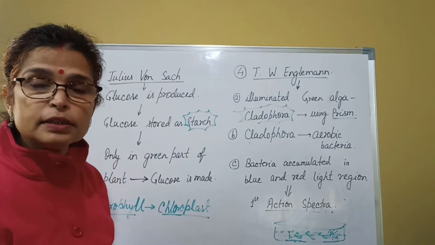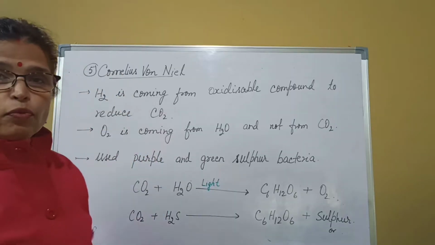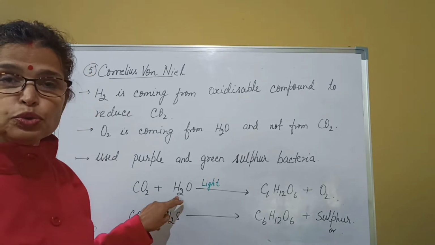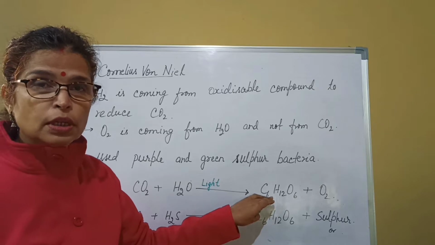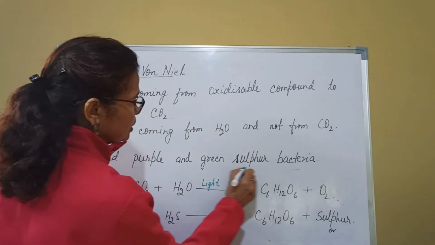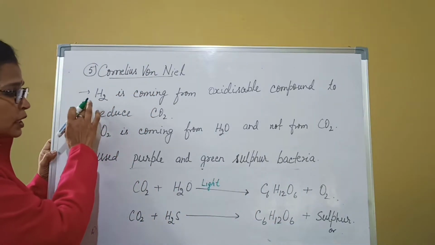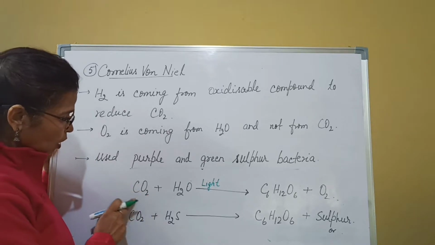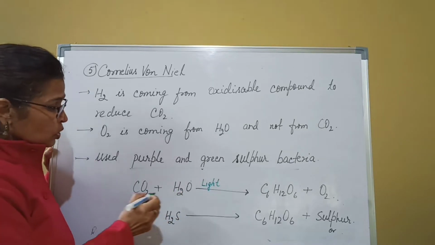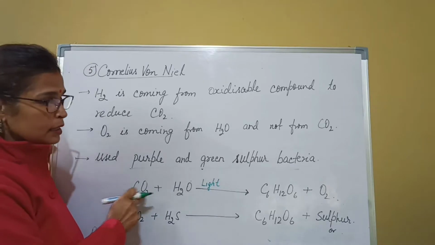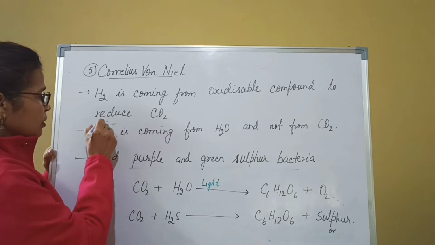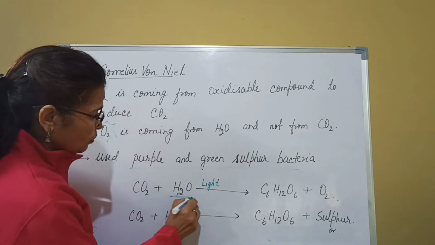Our next scientist is van Niel. By the time of van Niel, it was known that carbon dioxide and water are used by green plants to make glucose. Van Niel used in his experiment purple and green sulfur bacteria to prove that hydrogen is coming from an oxidizable substance to reduce the carbon dioxide into glucose. And he also said that the oxygen is coming from water, not from CO2.